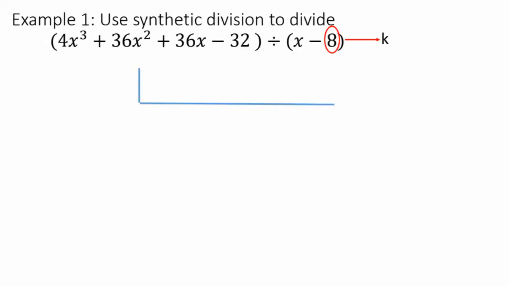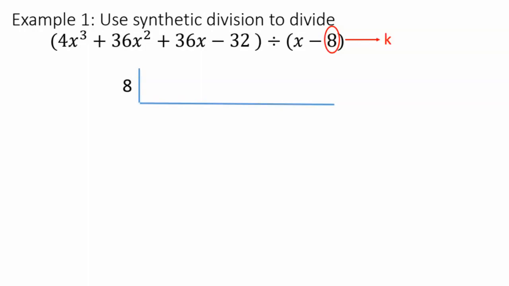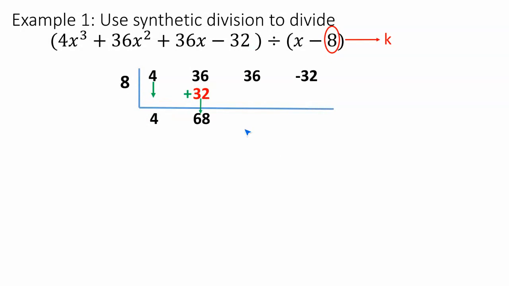All right. So k is 8. So I go ahead and write it there. Now I'm going to write my coefficients. So I have 4, 36, 36, and negative 32. My first step is to bring the 4 down. Then we multiply 8 times 4 is 32. Then we add 36 plus 32 is 68.